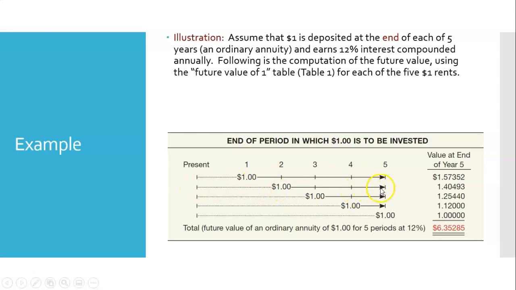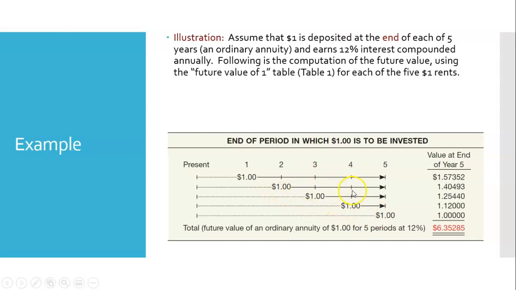The end of the second year, we deposit $1. How much do I have at the end of 5 years? Which is basically 1, 2, 3, or 4 periods actually, and we would have $1.40. So each one of these is treated as a separate single sum problem. Now the $1 at the end of the 5th period is only worth $1. There's no interest added on to that at all.